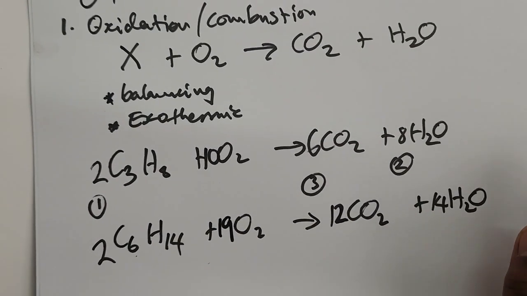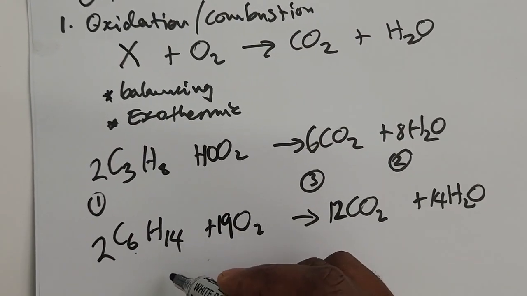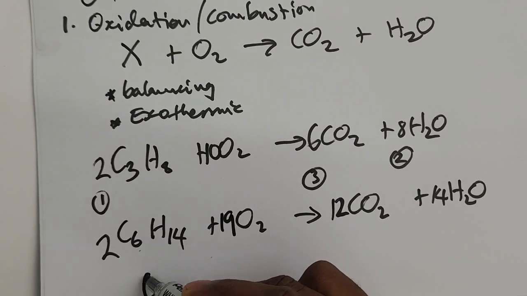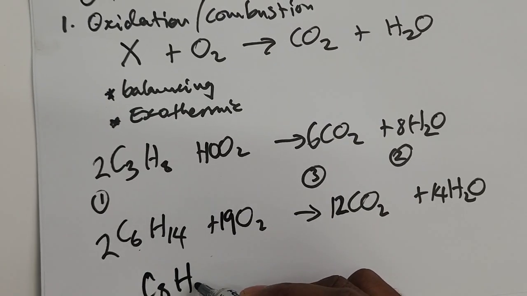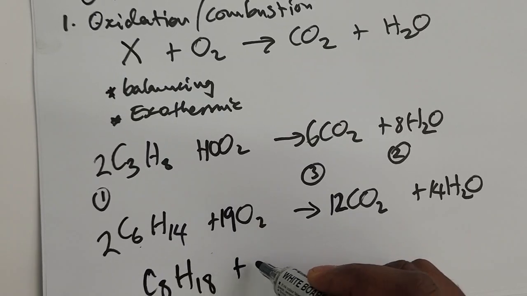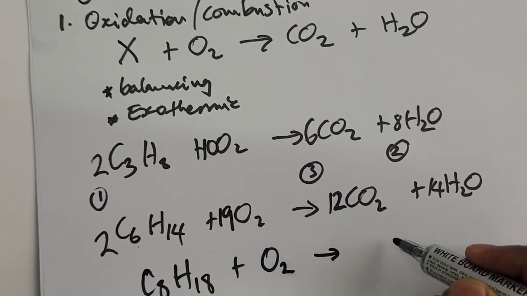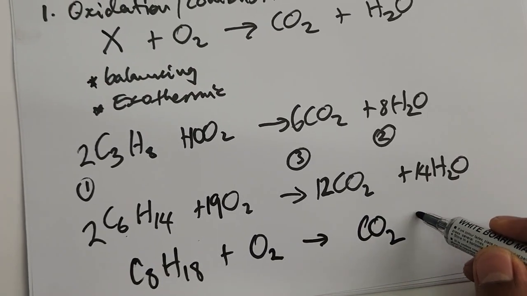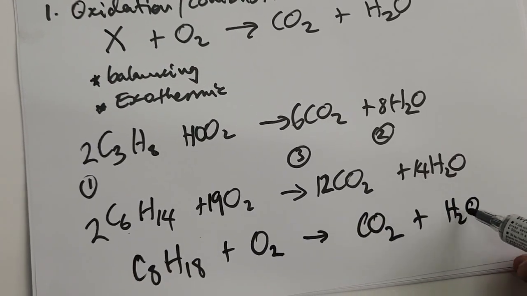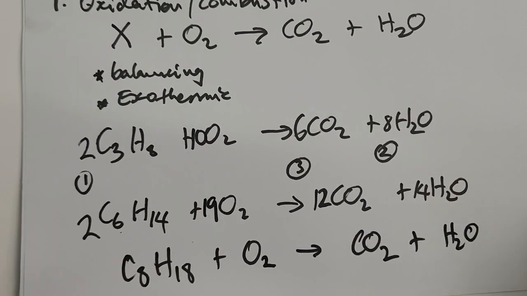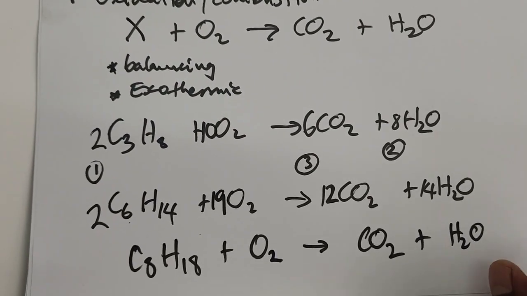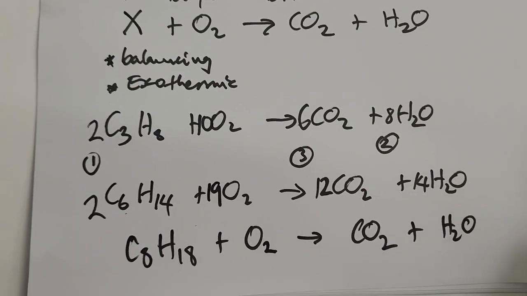That's it. So in your case, you can balance for me C8H18, which is octane. When it's burnt in air, then it will produce carbon dioxide and water. So fine, then you can balance that one using the same approach. That's the first reaction.